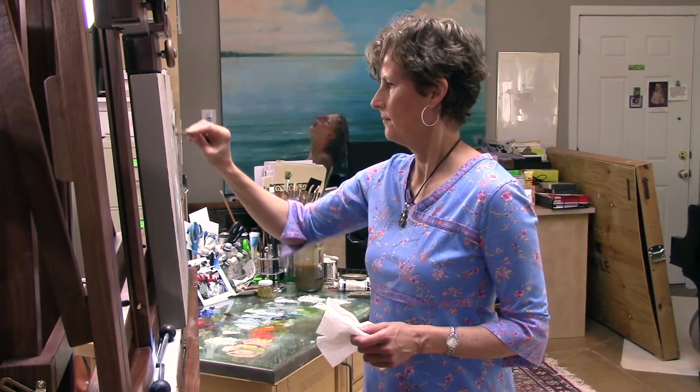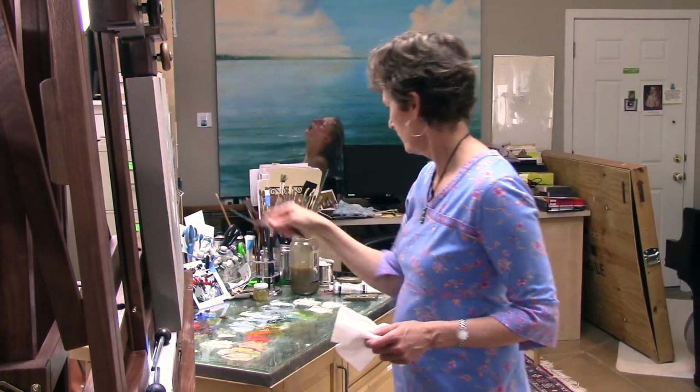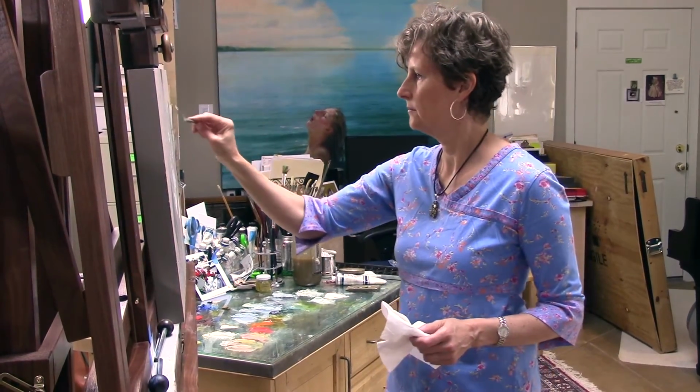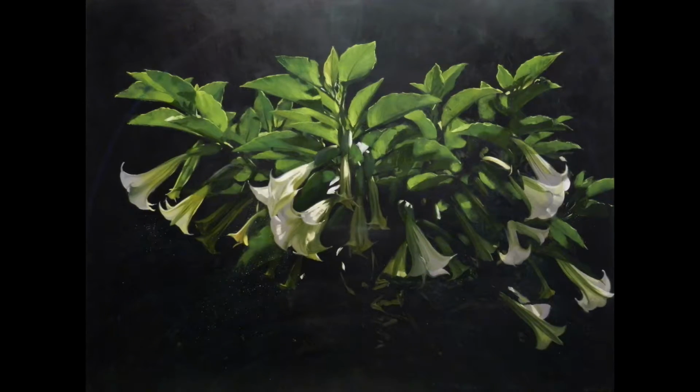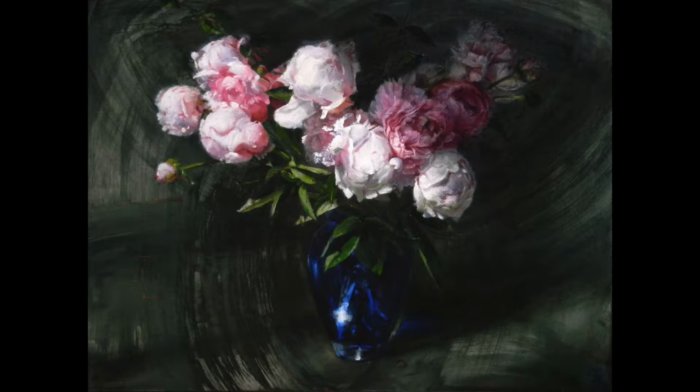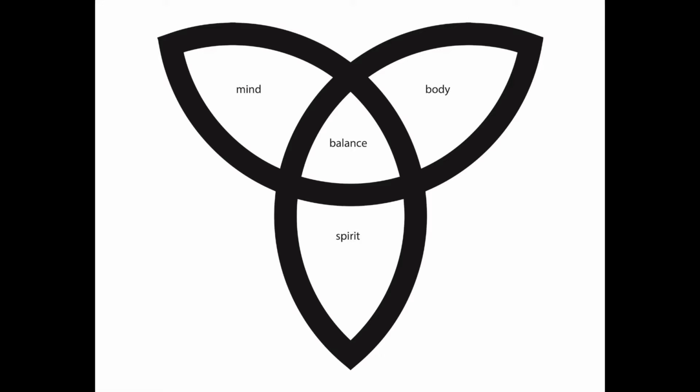Two years ago, I began incorporating a sacred symbol, the triquetra, into the composition of my paintings, like this one titled Divina Datura, and more recently, in this painting, titled Divina Peonia. The triquetra's three interlocking points refer to the integral nature of mind, body, and spirit. The symbol is used to heal by bringing these three aspects into balance.